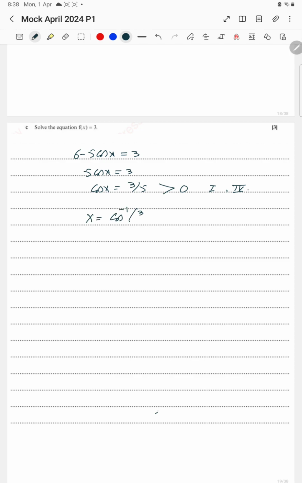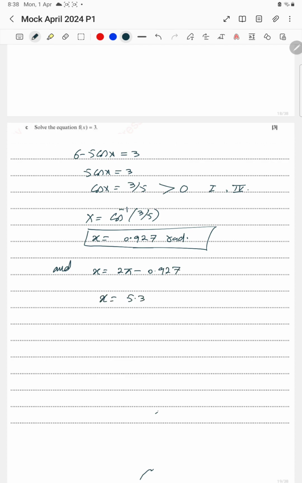Cos inverse of 3 by 5. We will get x equal to, first the basic angle, 0.927 up to 3 significant figures, in radians. This is the basic angle for the given function. And in the fourth quadrant we know x is equal to 2 pi minus the basic angle 0.927, so x is equal to 5.36 radians. So these are the two answers. I hope it is clear.